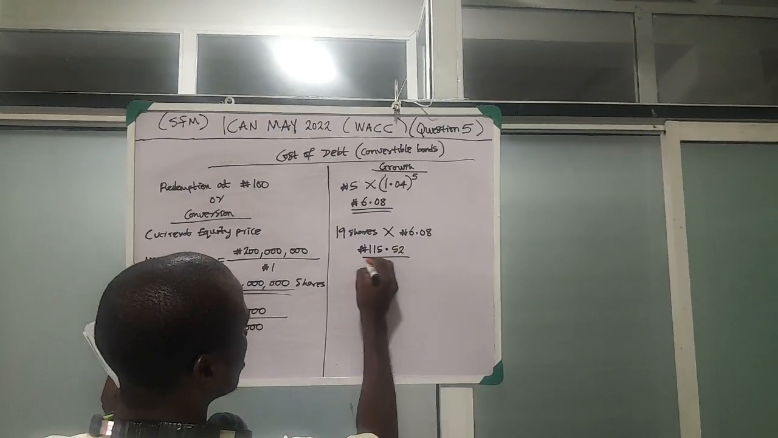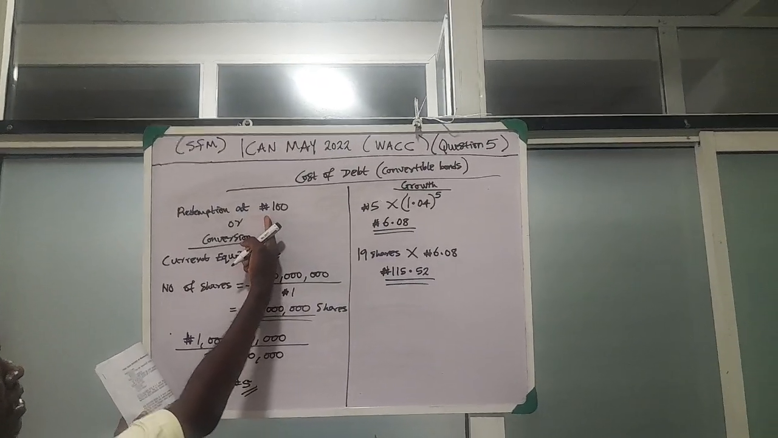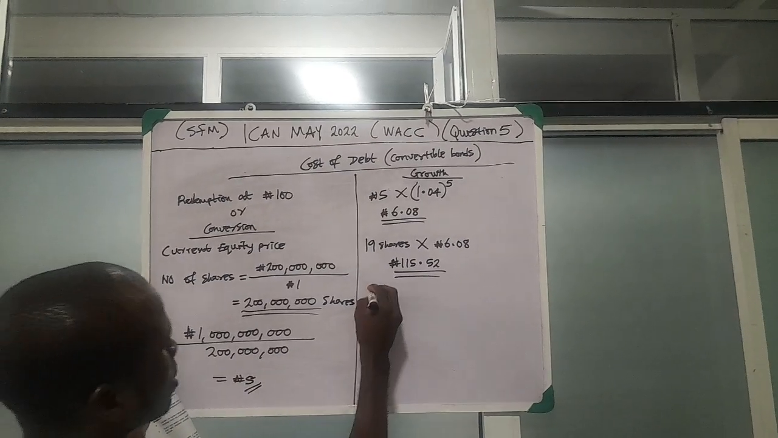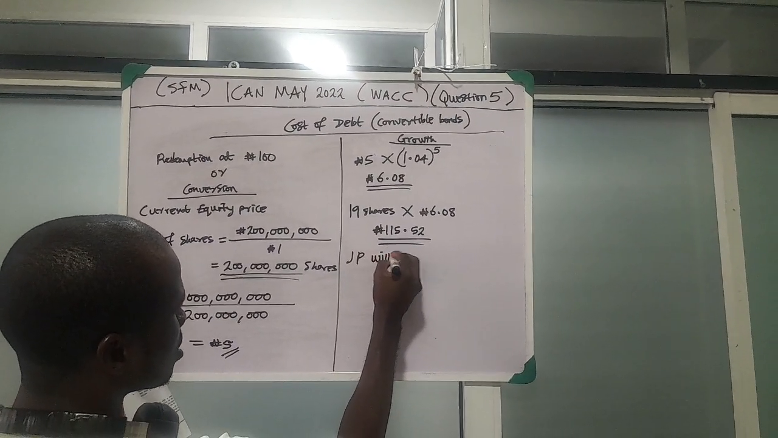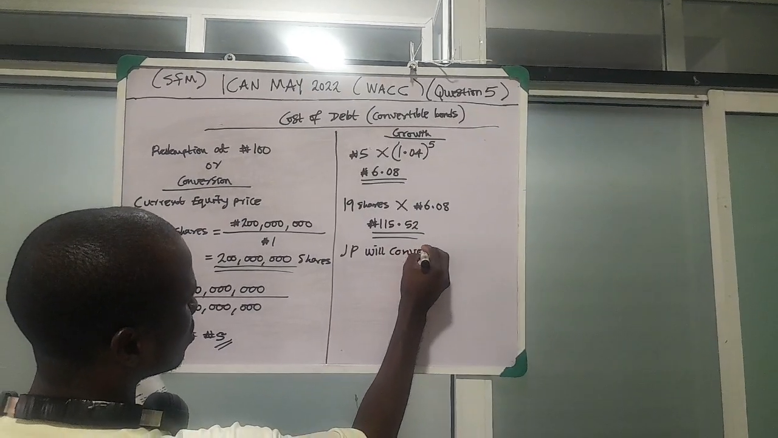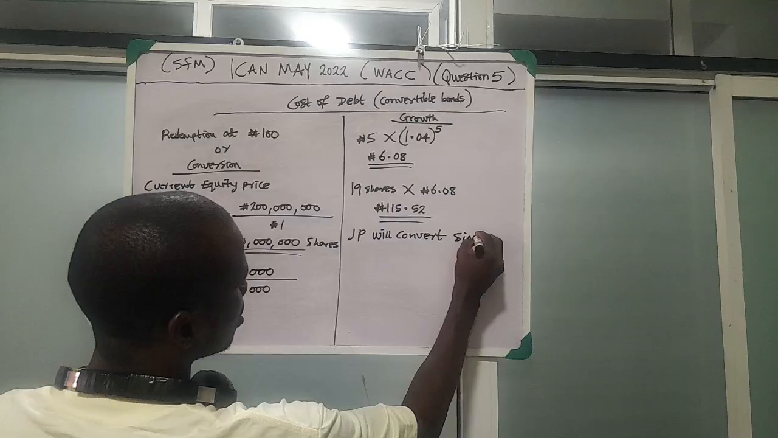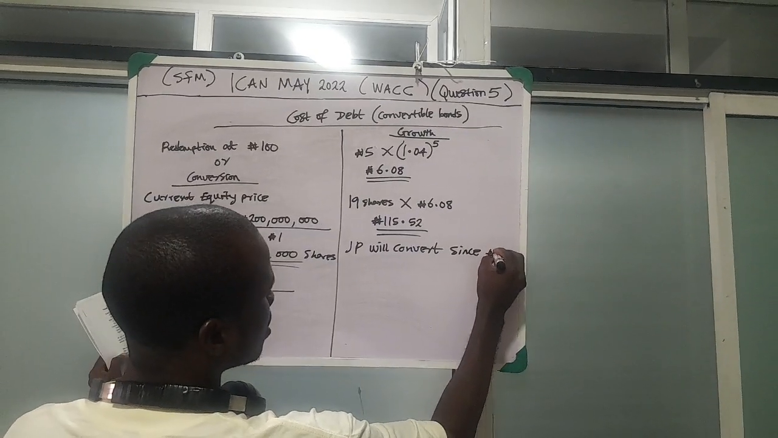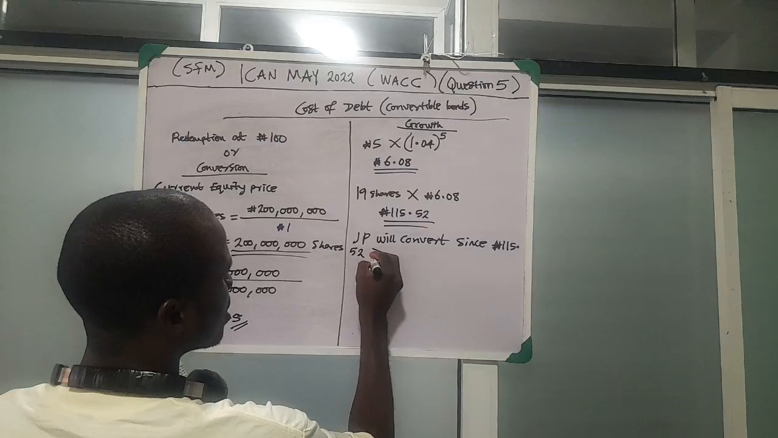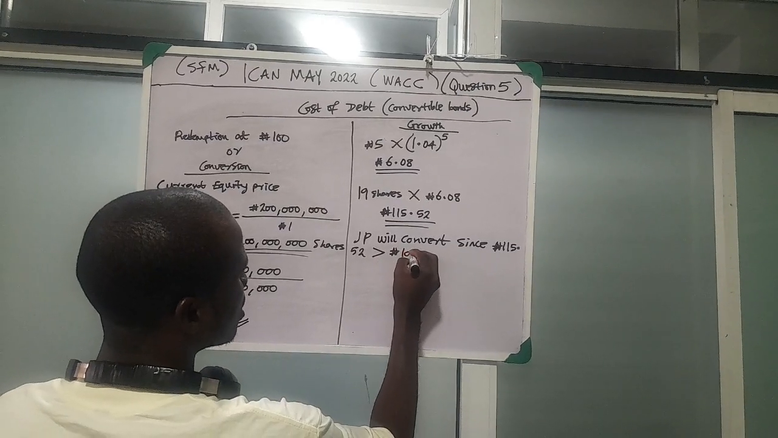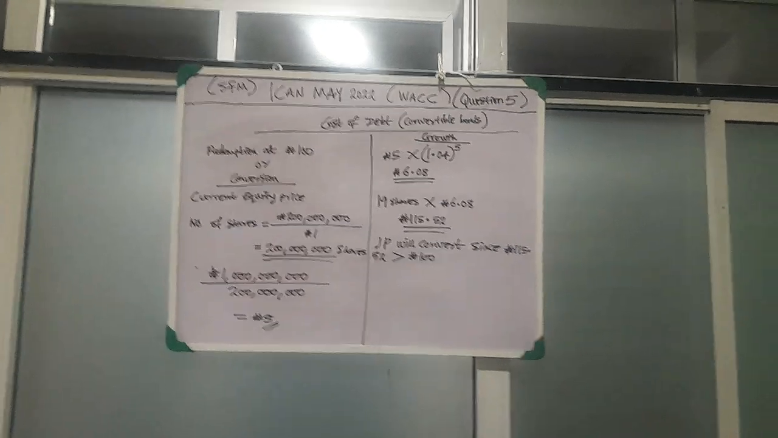Now, conversion gives us a higher value than redemption. So JP will convert, since 115.52 is greater than 100, which would be received if he were going to redeem.